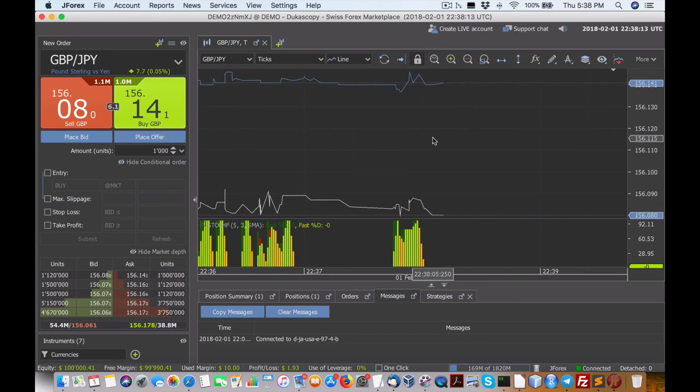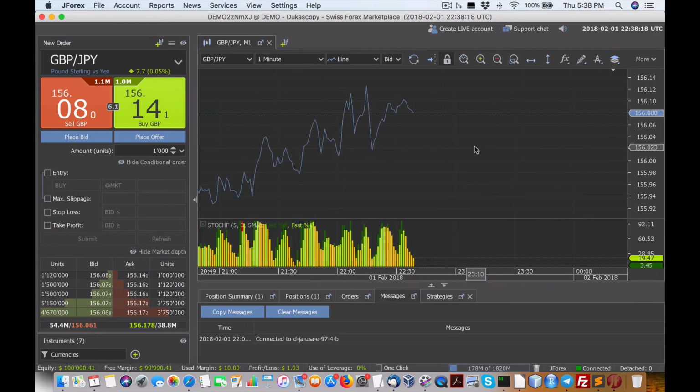No, it's too slow. Let's try it on the minute. See here to here. This may work on the minute chart. So it's going up. This is a little more. Actually, this is not too bad. So this is the stochastic fast.